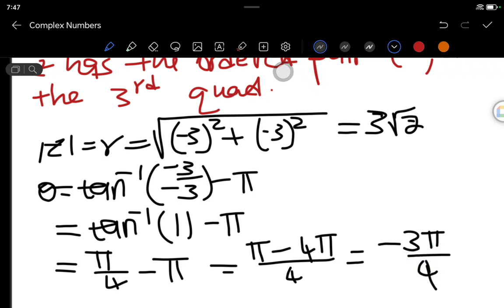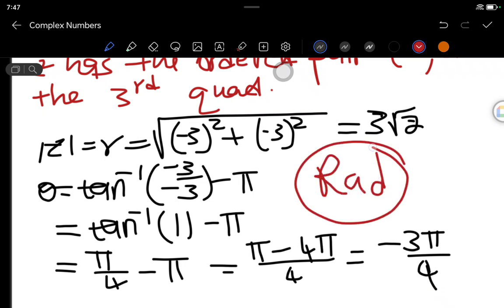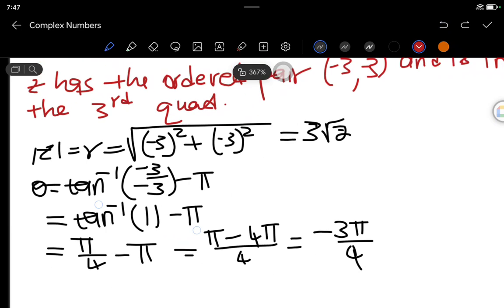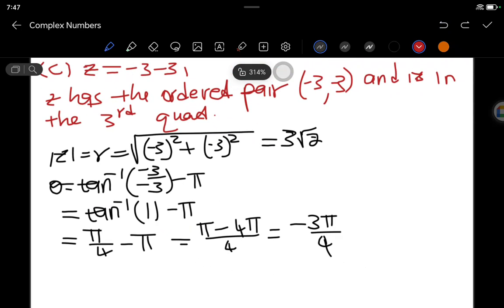Make sure that your calculator is in rad. Change your calculator mode to rad, right? Every time dealing with complex numbers, change it to rad. Now, because we want to keep everything in pi form, if you write degrees, you are dead. It's over with you. Your answers are wrong.